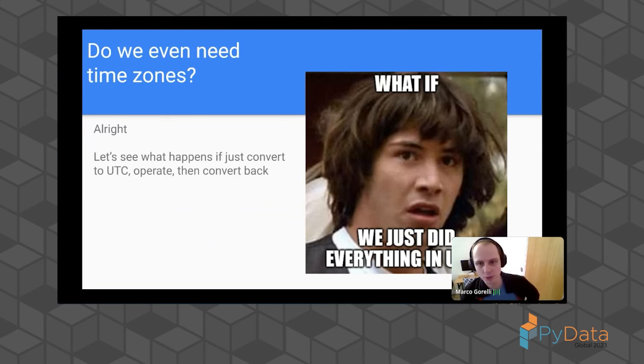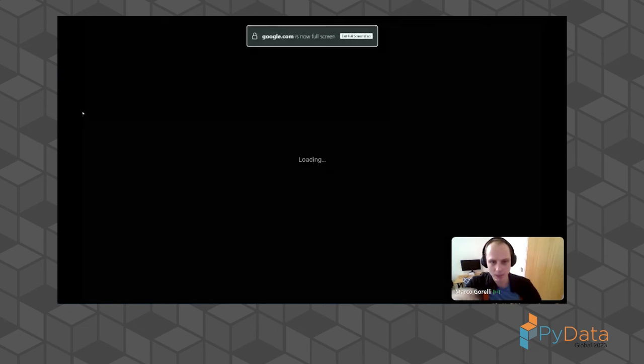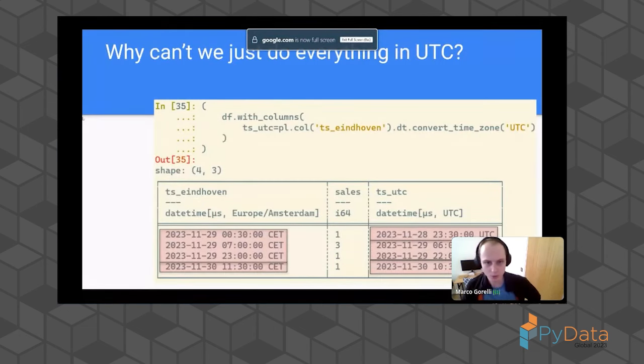Now, whenever I give a talk about time zones, there's always some smarty pants who tells me that we don't need time zones, we can just do everything in UTC. So let's dispel that. Suppose that we've got some date times in a European time zone and some sales for each hour. And our boss asks us, how many sales did we make in total each day?